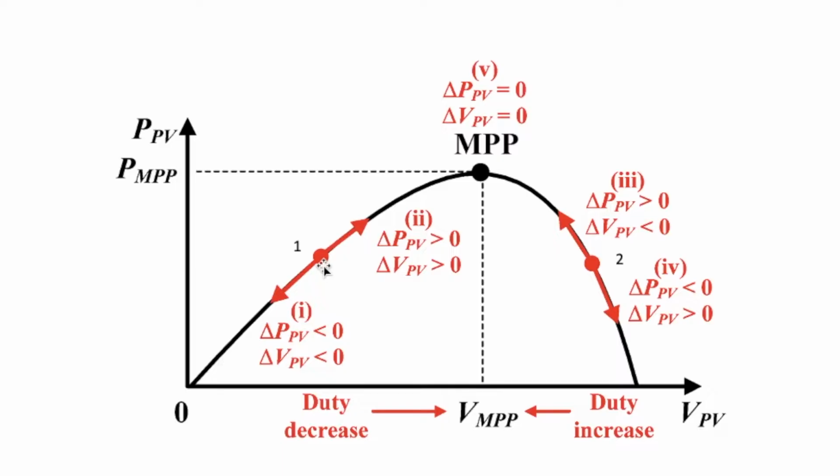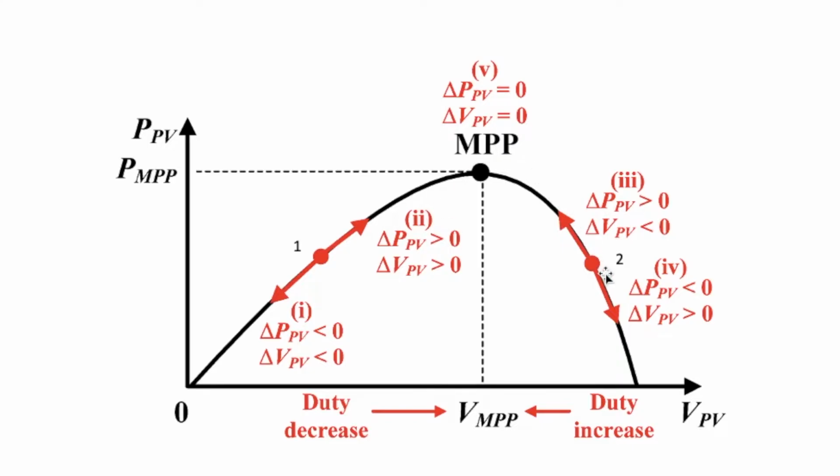Now say for instance it goes from point 1 and moves up along the curve, right? So power increases, voltage also increases, however it's not quite at the maximum power point. So you would want to again decrease the duty cycle but increase the voltage. That is, this is if you use a boost converter.